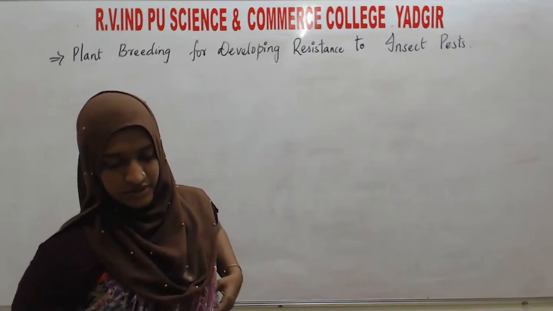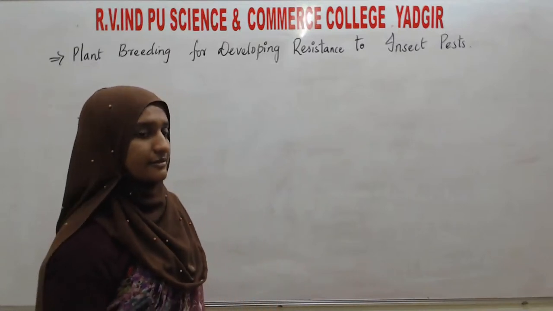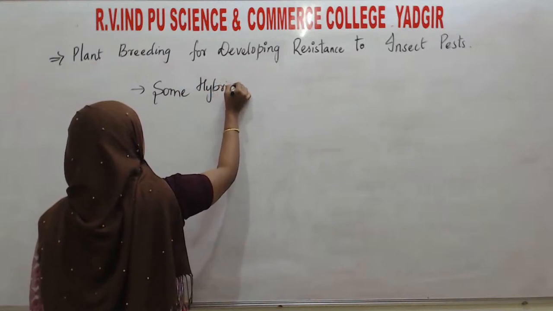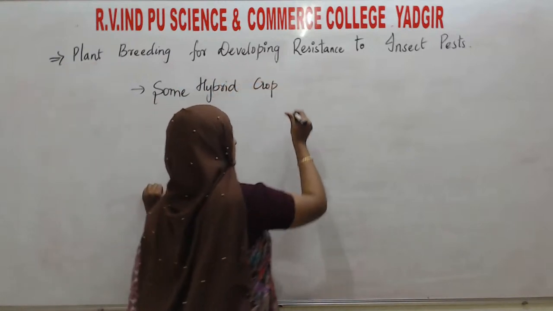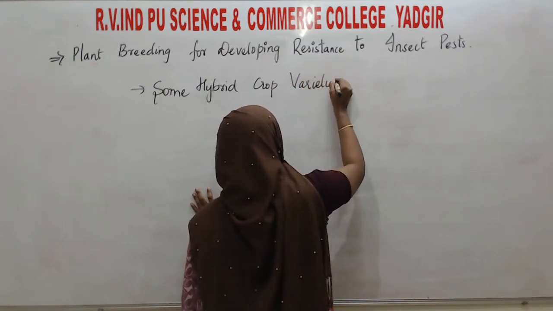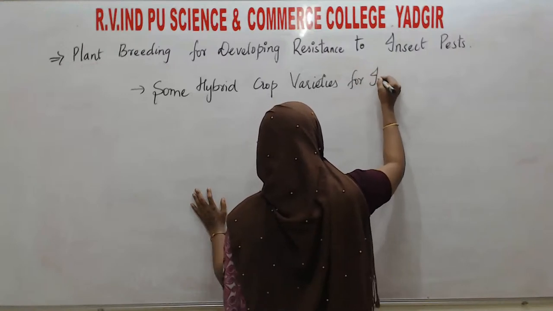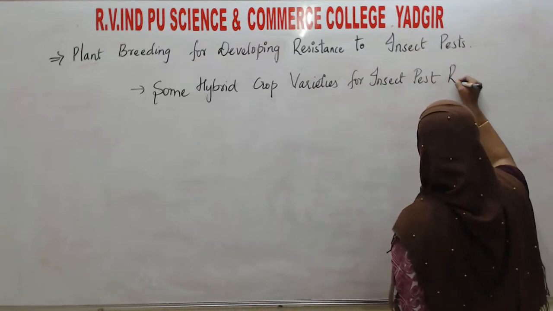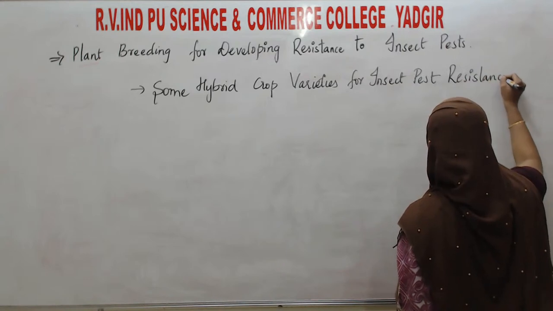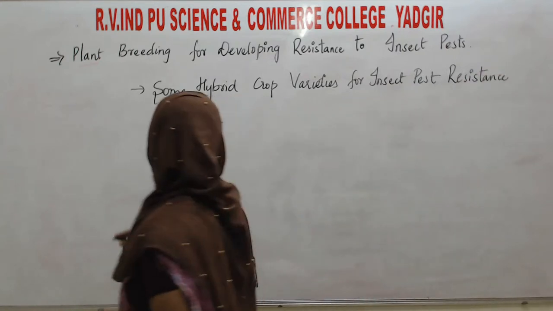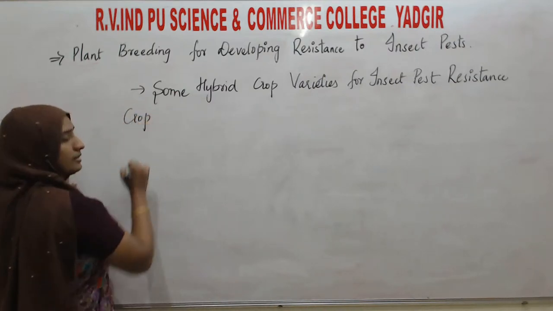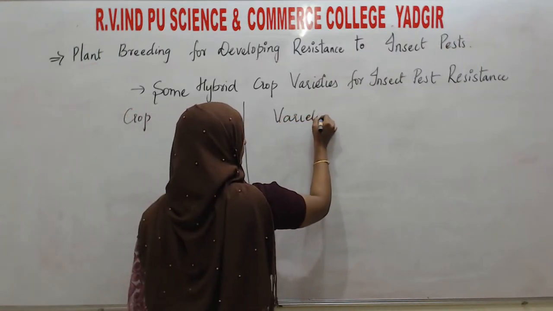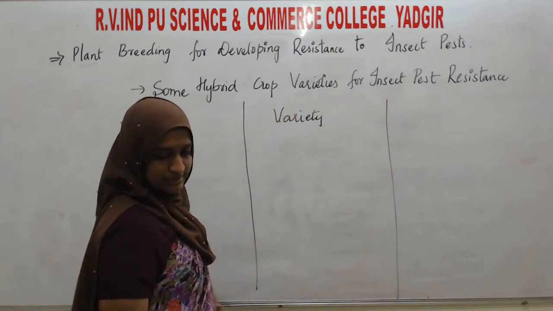Okay, next, some hybrid crop varieties for insect pest resistance. See here, the first column is the crop, the next one is the variety, and the last one is the insect pest.